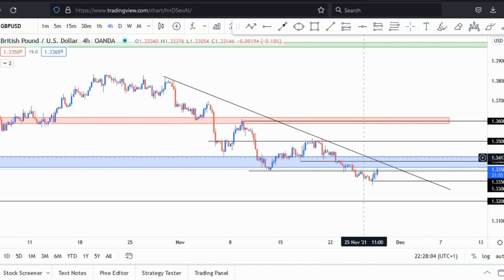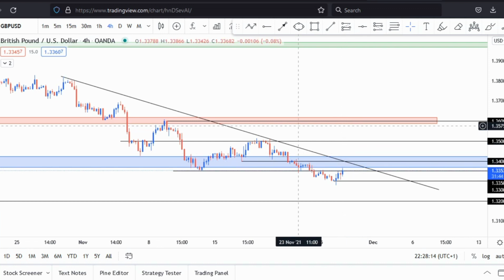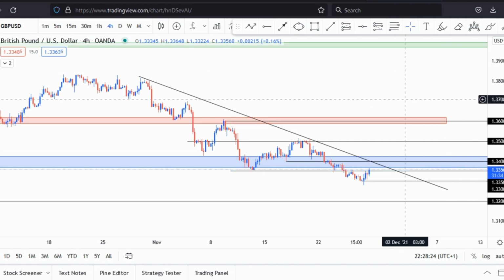And if you're not yet in this trade at all, then wait for price to get to this trend line before deciding to either buy or sell, depending on what happens at this area. So this is basically my analysis for GBP USD. Next, I'm going to talk about my analysis for GBP JPY.